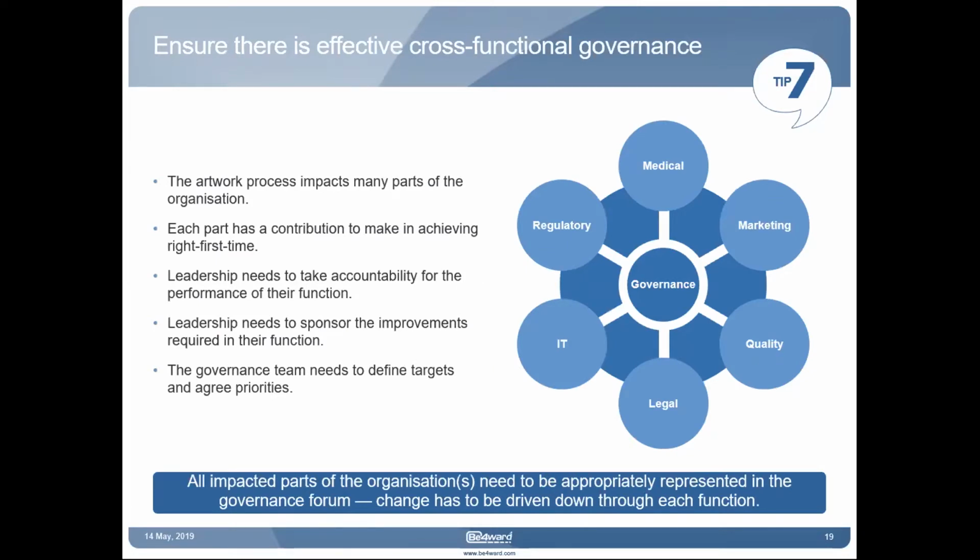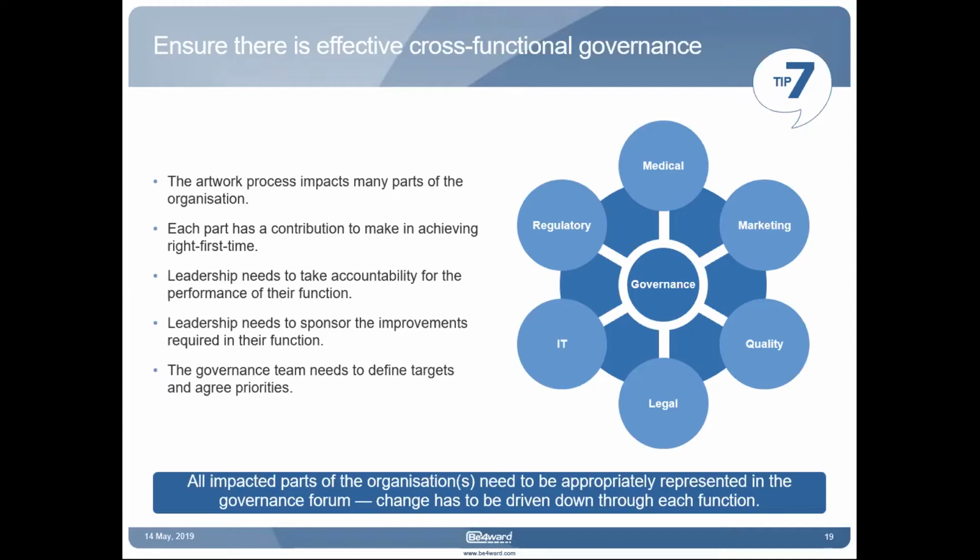Moving on, tip 7, make sure there's the appropriate cross-functional governance. So lots of different functions are involved in the process. And if you need to improve performance, that performance might not be within the function that you work in. You might be trying to improve the performance in another function or another part of your organization.